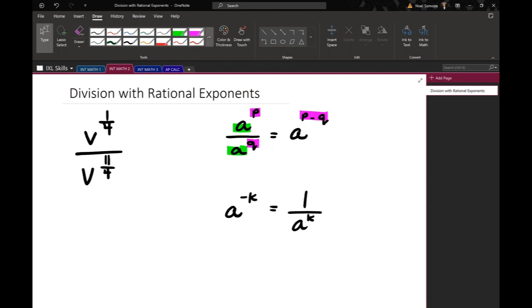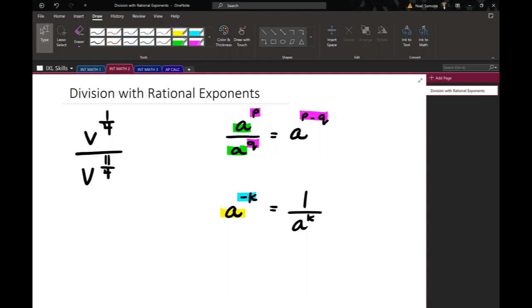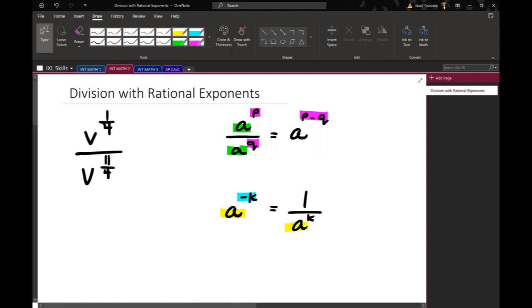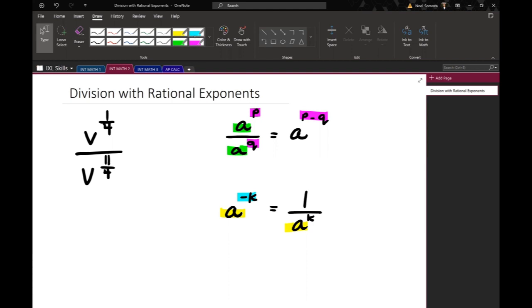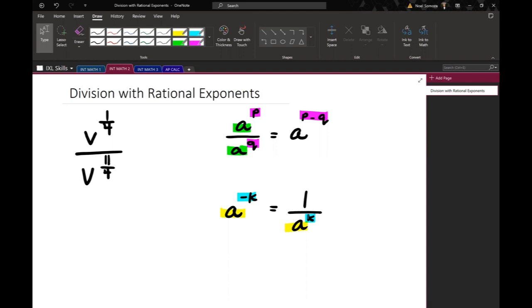The second property we're going to look at is if you have a base such as a raised to a negative power, then you'll rewrite it as a, but a will now exist as the base in the denominator. The power will come down with it as well, but when you switch it and bring it into the denominator, the power will become positive.